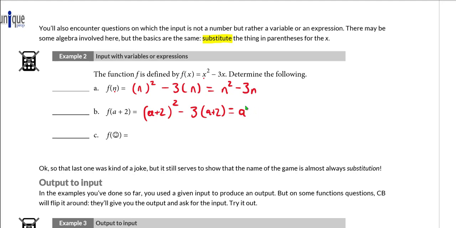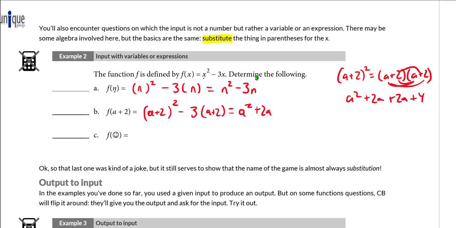So I'm going to write this out over here so I don't make any careless mistakes. So that is a plus 2 squared, which is a plus 2 times a plus 2. I've got a squared. I've got a 2a and another 2a. And then I've got the 2's at the end there. So that's plus 4. So this is a squared plus 2a, let me just go ahead and combine those like terms, plus 4a plus 4. And then I've got to distribute this negative 3 to those two terms. So that's negative 3a minus 6. And what's all this going to collapse to?